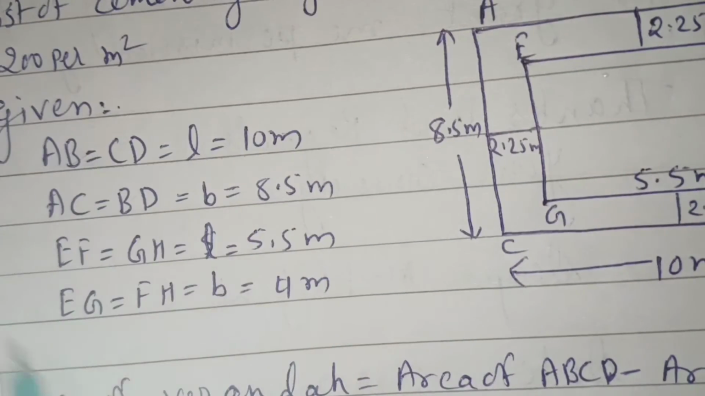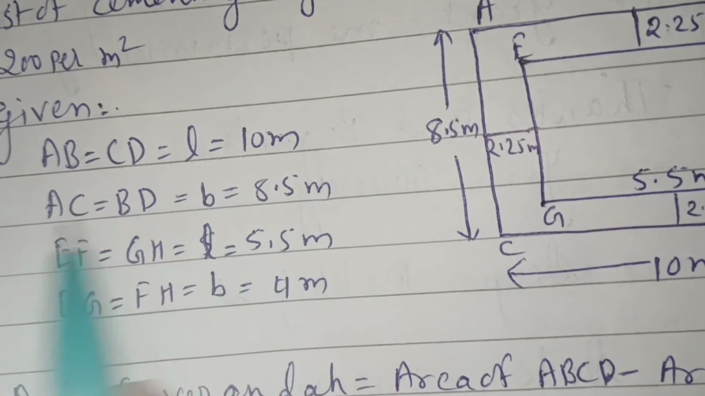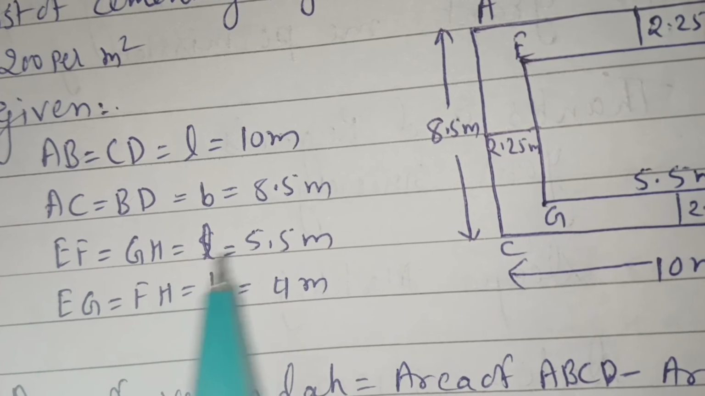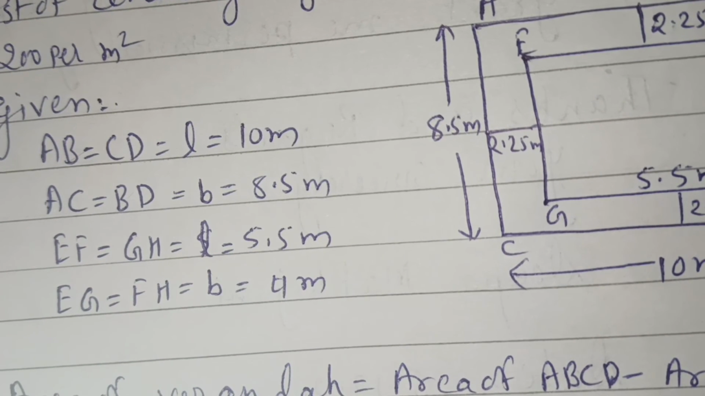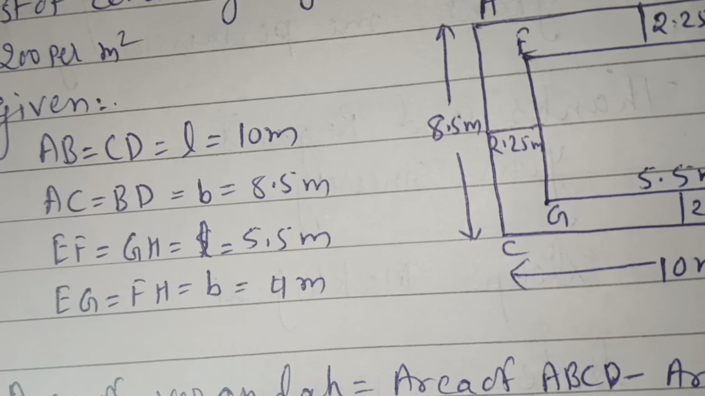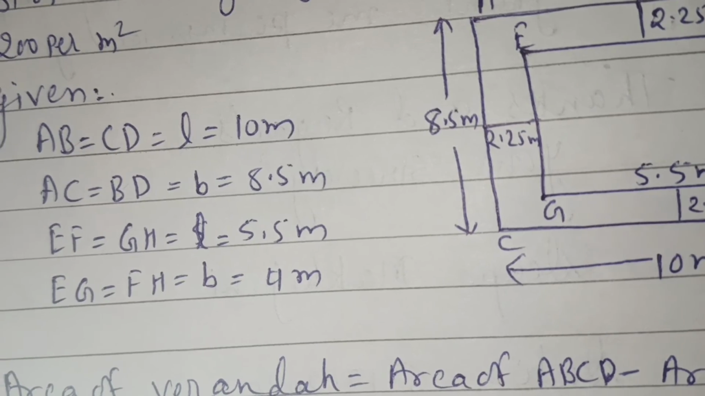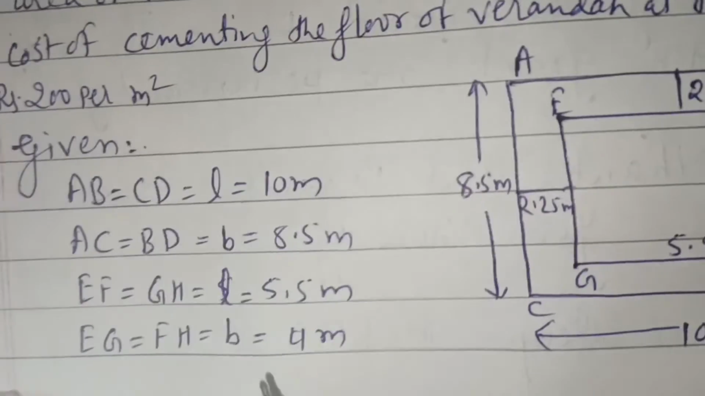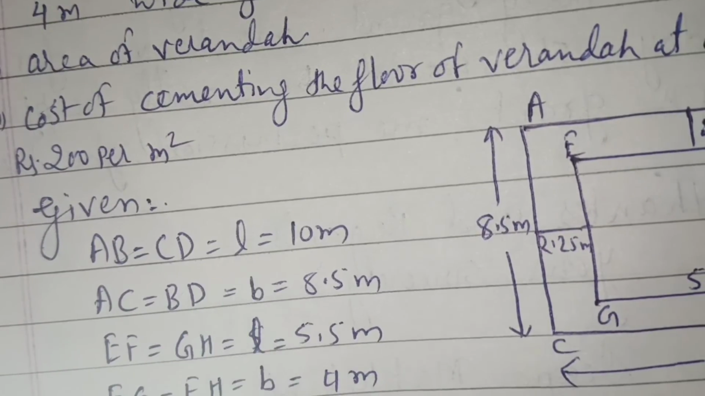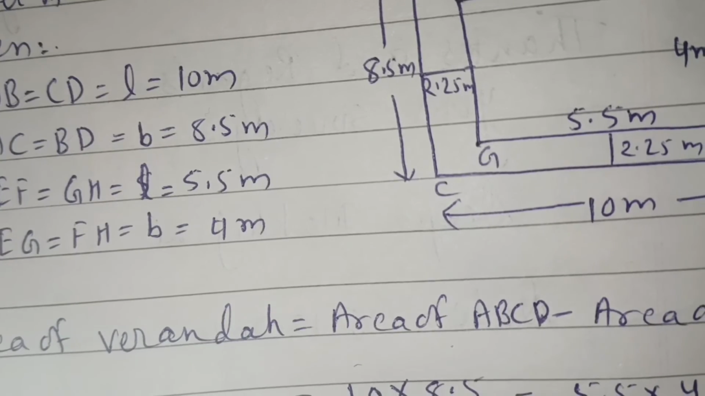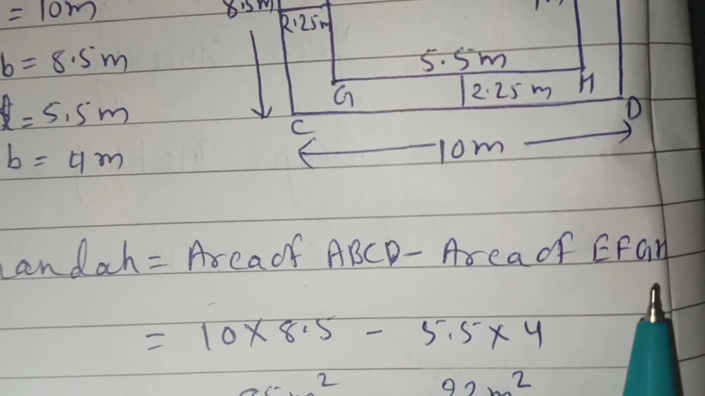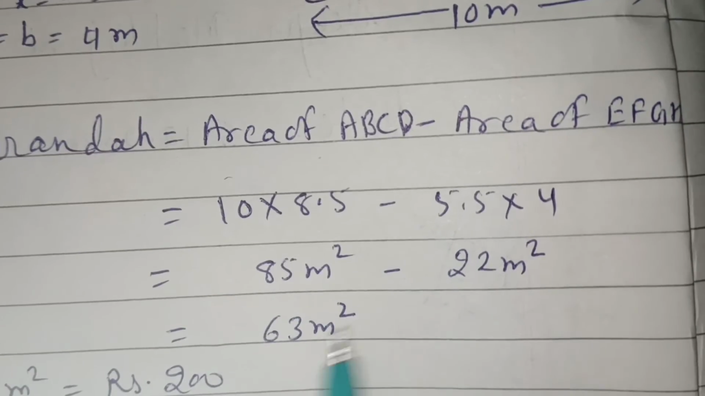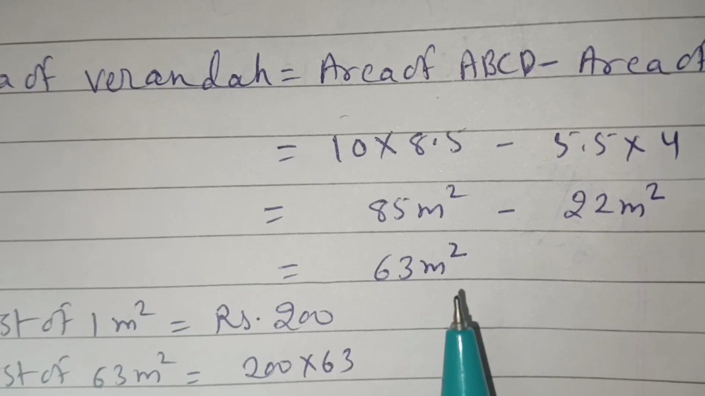First we will write the given. What is given? Write this given. When we know EF and EG, we can find AB, this line. On both sides we will add 2.25, the width of veranda, and we got this. Area of veranda is equal to, again, area of ABCD minus EFGH. Here we will subtract this. We got 63 meter square.